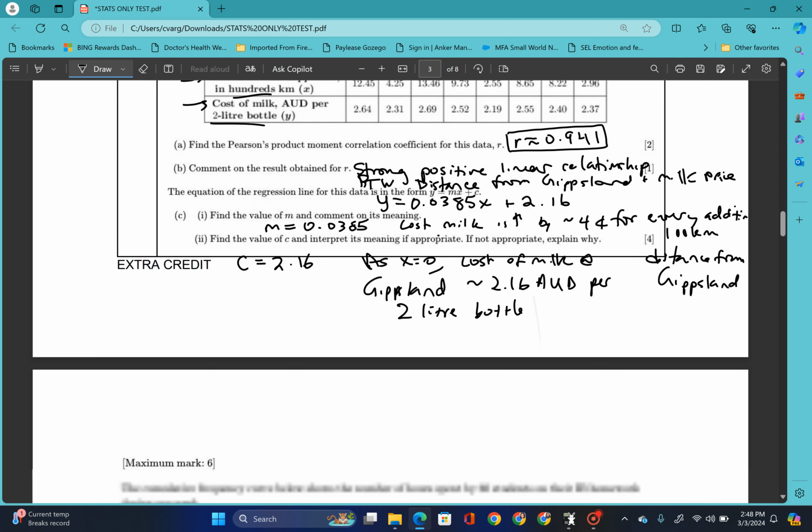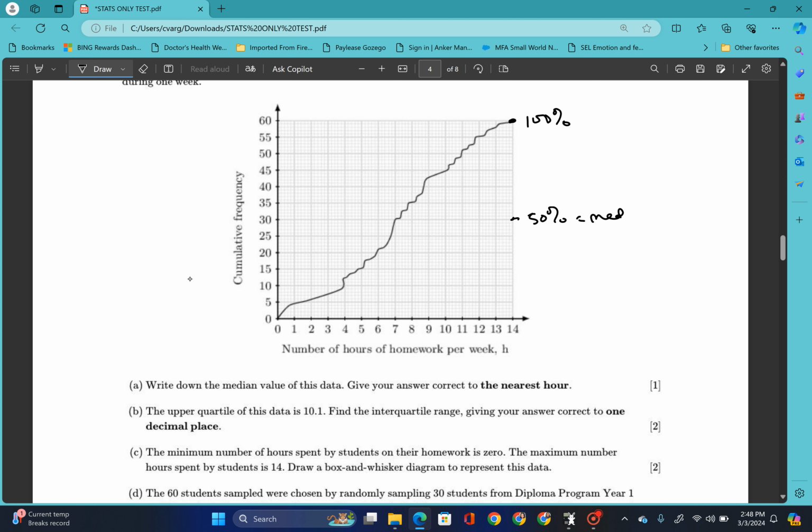All right. Last thing is an extra credit question. So this is very similar to what we did before. We have to find our median again. Usually this is the case. So 60 is our 100%. First thing we're going to do, half of 60 is 30. So this is our 50%. That is our median, or our Q2. So let's go across from this and go down. We can see that that is about 7. So our median is about 7, and what is our unit? Hours. Okay. And it says give your answers to the nearest hour.